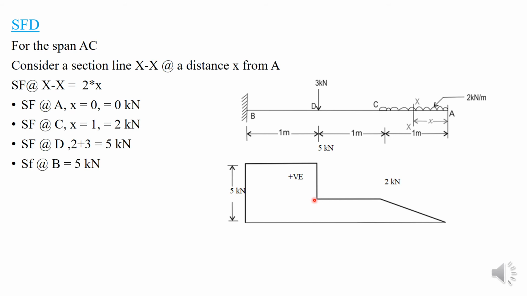At D there is a sudden increase in the shear force. That means at D you can see a 3 kN load acting downward. So this 3 kN has to be considered while considering the left hand side of D, that is 2 plus 3, which gives a total shear force of 5 kN at the point D. From D to B no loads are acting, so this 5 kN will continue up to B, and you will get the shear force diagram like this. It is positive and the maximum value of shear force will be 5 kN at B.